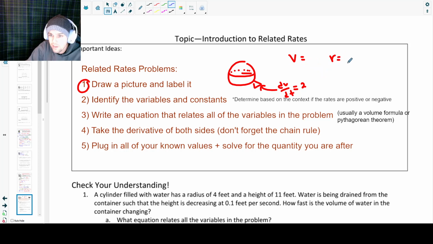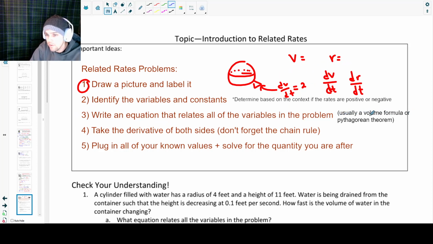We have our radius. Our radius was changing. It was also based on time. We have dV/dt, our change in volume. We have our change in radius. That was really about it. We knew some of these things, right? We knew that dV/dt was 2. We knew there was a relationship between volume and radius. We didn't know dr/dt. Anyway, step 3, writing an equation that relates all this.